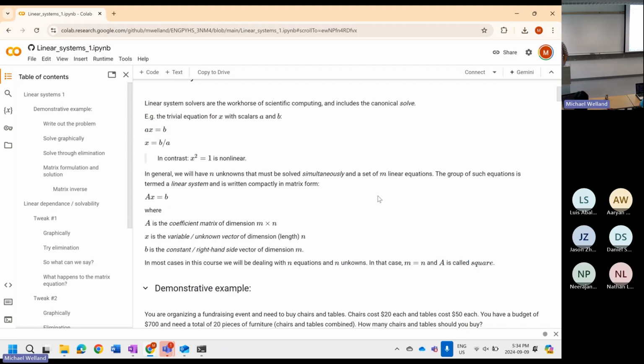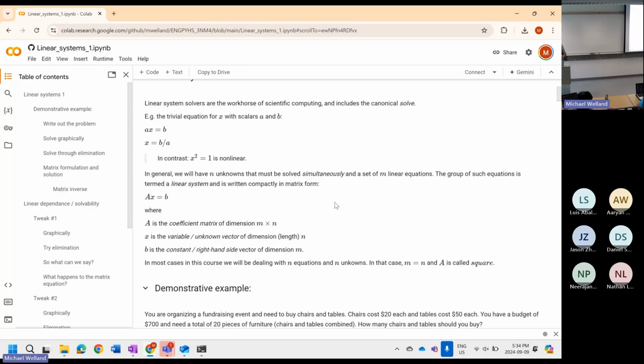So linear system solvers are the workhorse of scientific computing. They're literally all over the place. They include the canonical solve. So if you have Ax equals b, x equals b over A, technically that's a linear system that you just solved, right? In contrast, x squared equals 1, that's a nonlinear system. One thing that you note is that you don't have a single answer to that one. You have multiple answers. And that right there is a very key point. In general, we're going to have n unknowns, and they have to be solved simultaneously. So you're going to have to find a single set of x, y, z that satisfies all of the problems that you've defined.